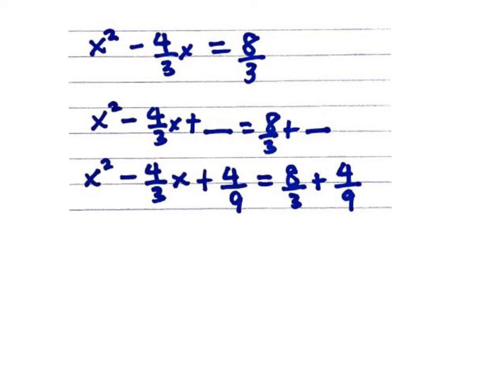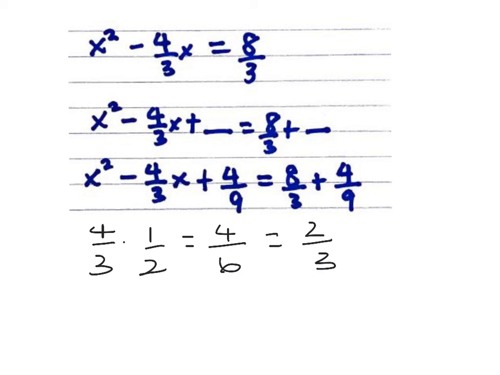So we do 4 thirds. We take a half of that. We get 4/6, which reduces to 2 thirds. I'm going to keep that because we're going to need that for later on. Remember, that's going to be needed later on. That's 2 thirds. After that, we're going to square it.